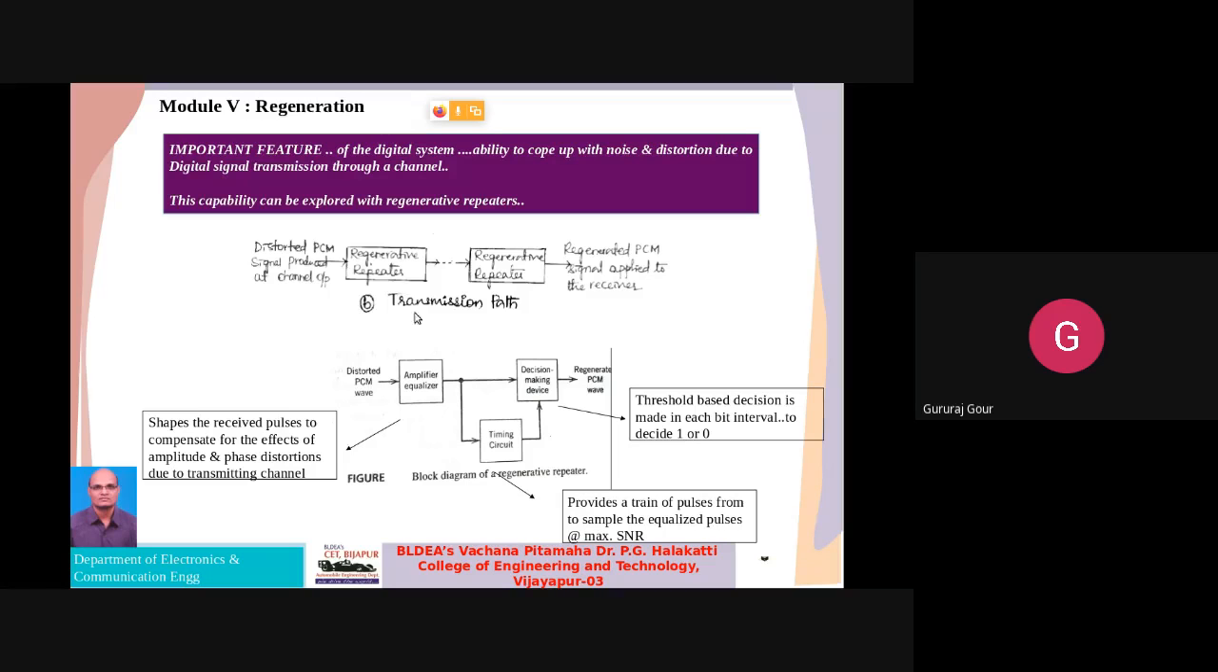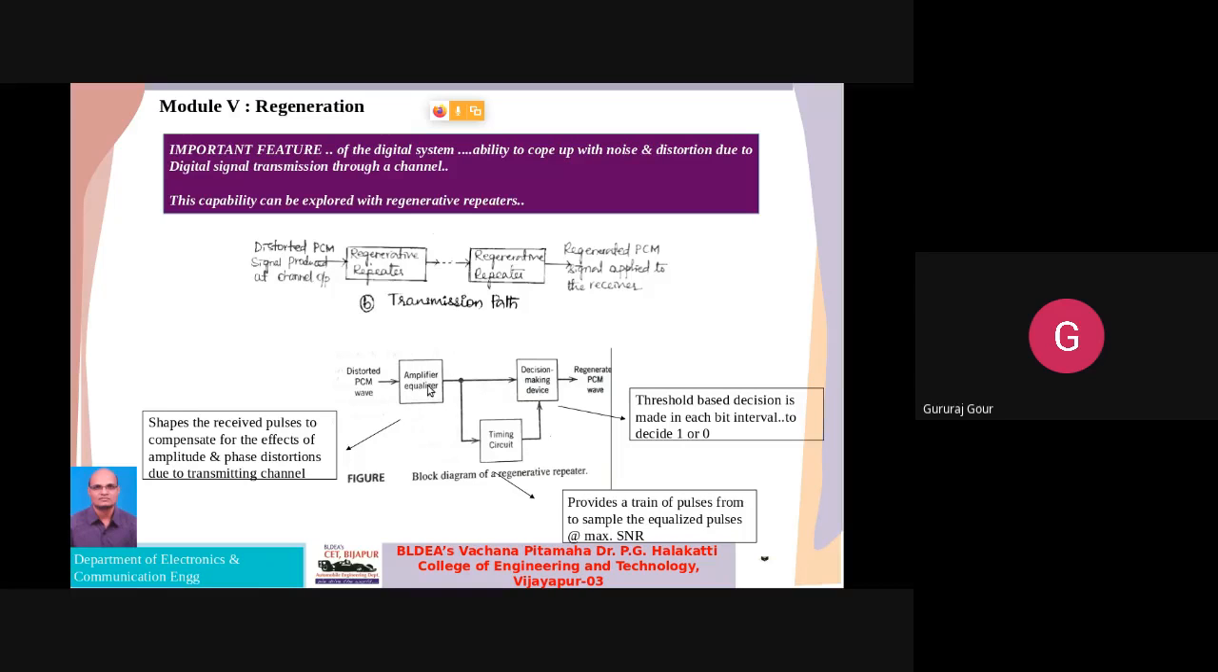If you take one regenerative repeater, it mainly consists of three blocks, you can see here. The distorted PCM wave you are giving here will first be made to pass through an amplifier or equalizer. Its main duty is to shape the received pulses. Here you are getting the bit stream, your information, now in the form of a stream of pulses or bits. As we have represented in the last few slides, how a differential encoded bit stream is represented by the waveform using the NRZ technique.